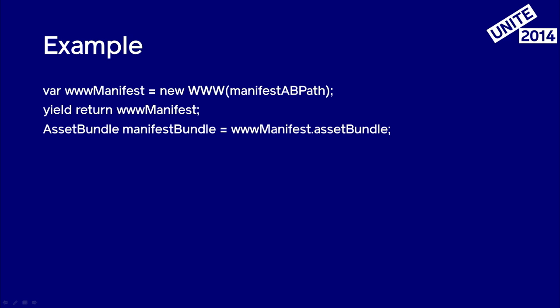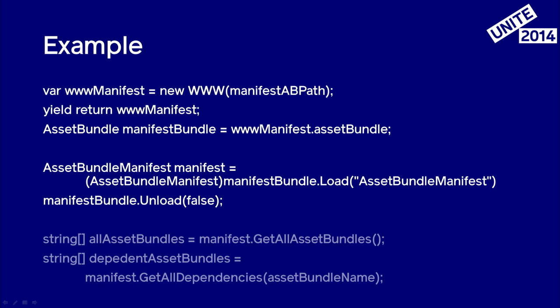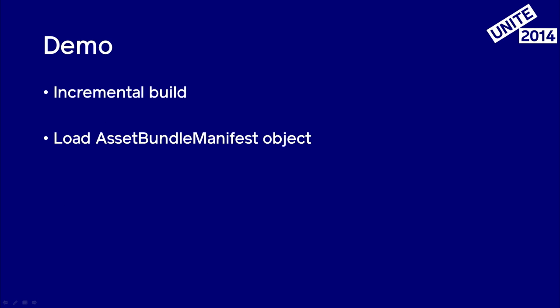And here is an example of how to use the manifest AssetBundle. First, you have to load the manifest AssetBundle. Then you load the AssetBundleManifest object, and then unload the AssetBundle. And you can get all the dependencies for the specified AssetBundle. Here's a demo. Here we want to demo the incremental build and also demo how to load the AssetBundleManifest object.